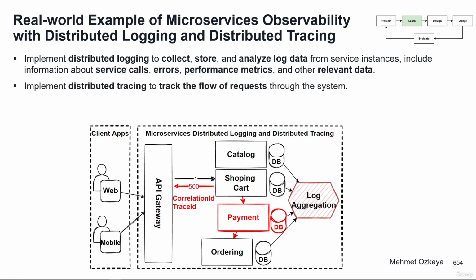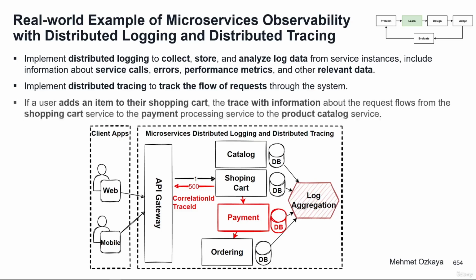The e-commerce application might also implement distributed tracing to track the flow of a request through the system. For example, if a user adds an item into the shopping cart, the trace might include information about the request flows from the shopping cart service to the payment processing service to the product catalog service and back. So distributed logging and distributed tracing can be useful tools for improving microservice observability and understanding the behavior of the microservice architecture in real time.